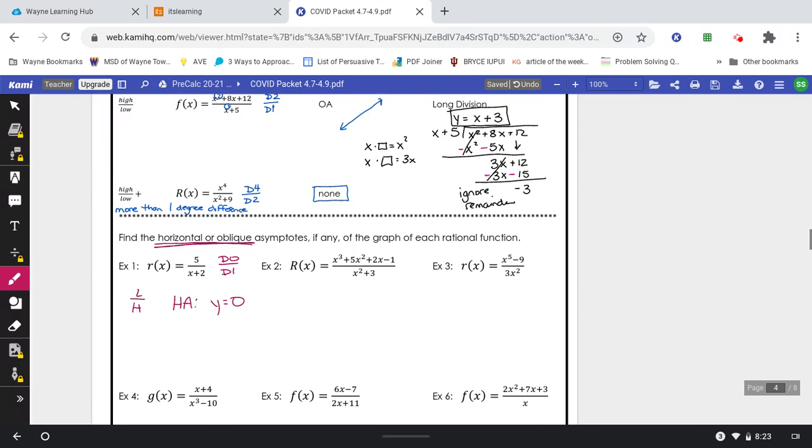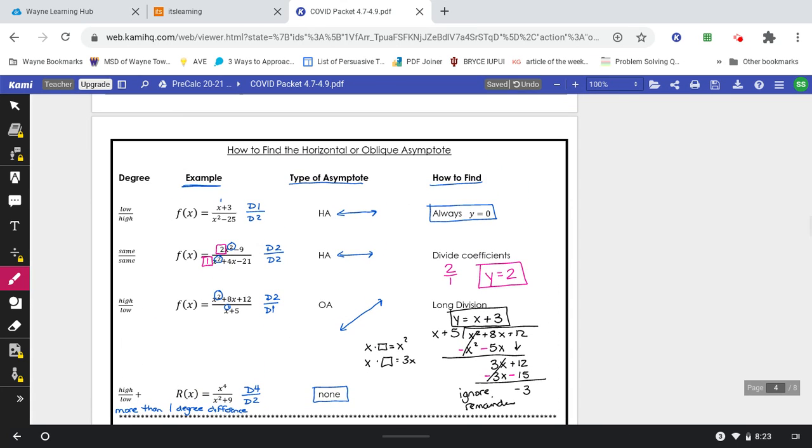Let's take a look at our chart. Make sure we see where we're getting that from. Low over high, horizontal asymptote, always y equals 0. So you have to use this chart every time to reference back for each problem.